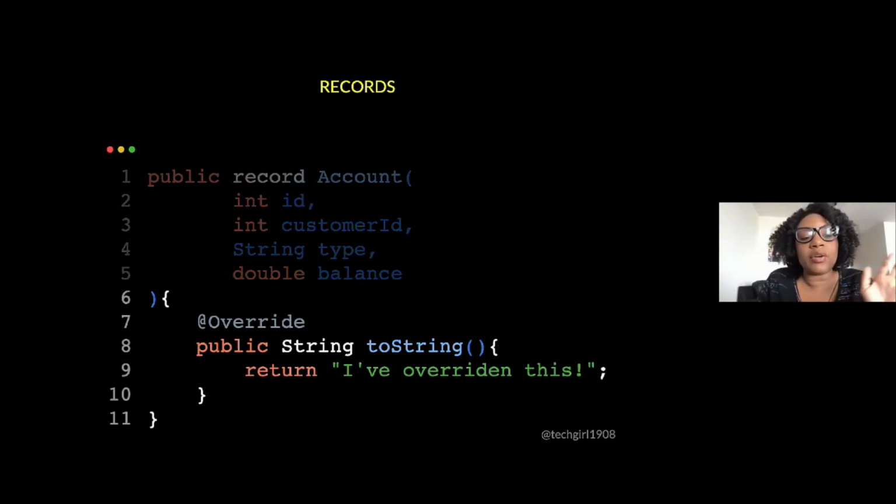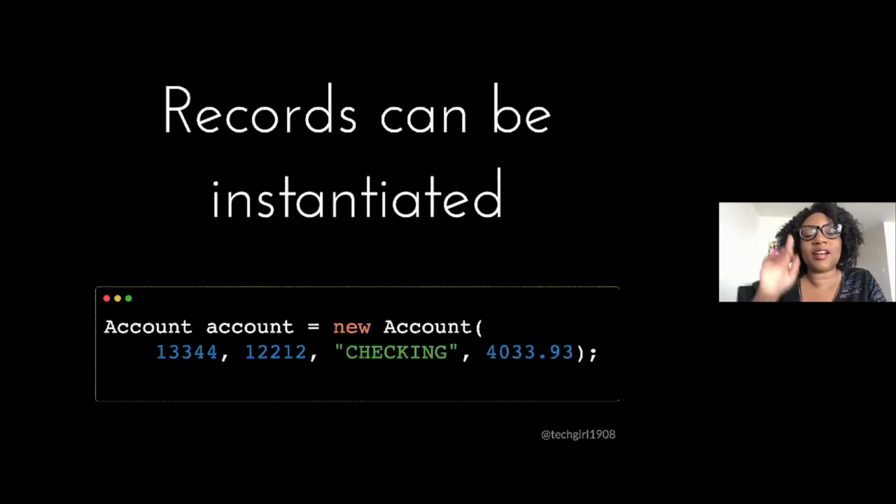So when I showed you before, it was just an empty set of curly braces, but you can go inside of there. You can add additional implementation. You can override stuff. You can do whatever you want to do inside of there. Well, not whatever you want, because I'll tell you in a moment. But records can be instantiated just like classes. So Account is the name of our record, and we use the new keyword and call the constructor passing in all of the values, okay?